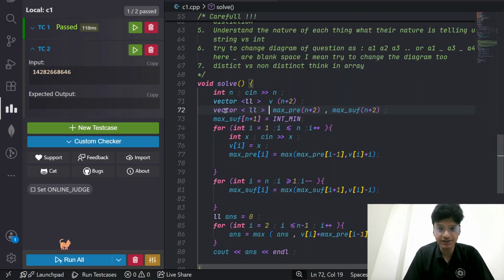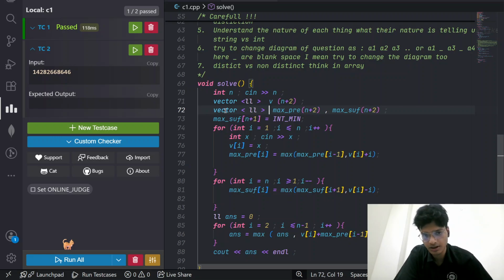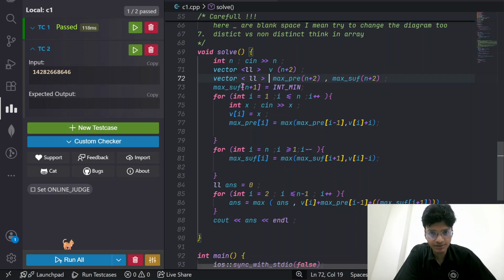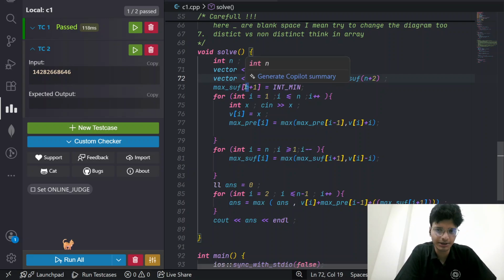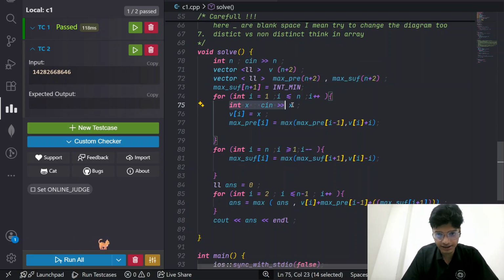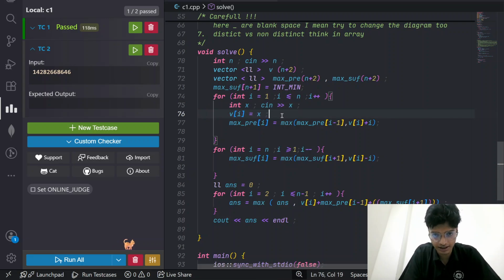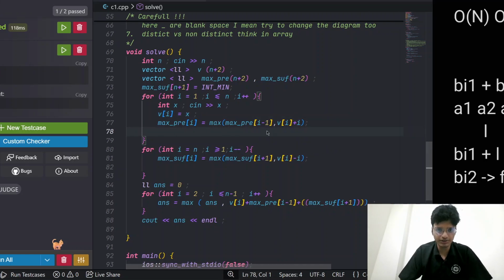long long, because the contents here can exceed our limits and integer overflow will happen. And then maximum suffix of n plus 1 is equal to int minimum. I will tell you with the test case. Okay. So what we are doing in the input is v of i equal to x, taking the value inside the vector. And then we find out the maximum value so far, the prefix of so far. I will do this with the test case. Okay.